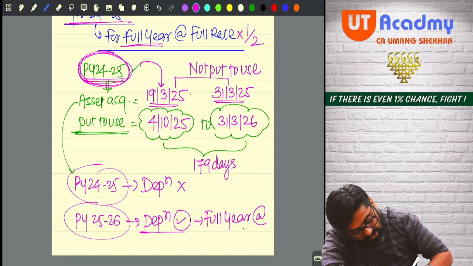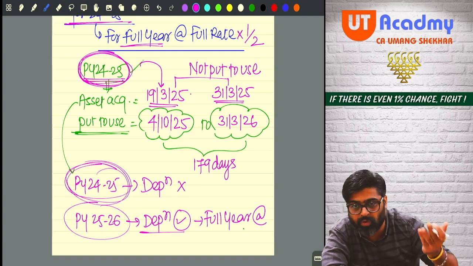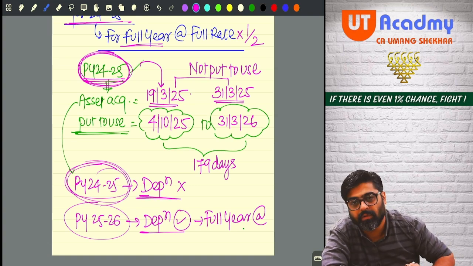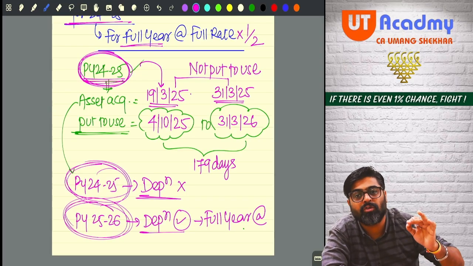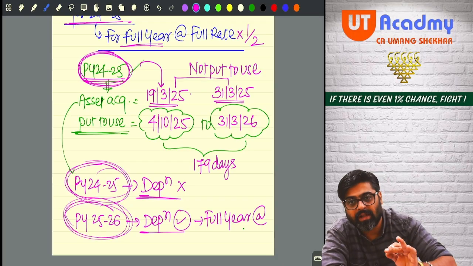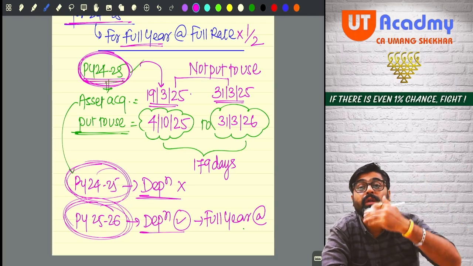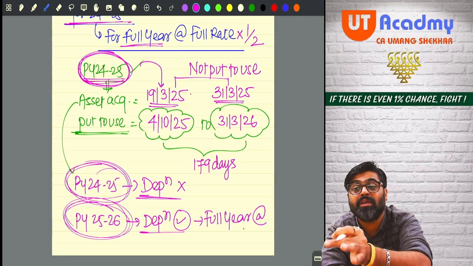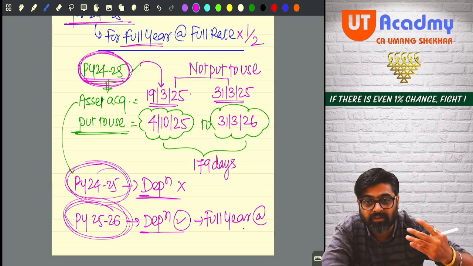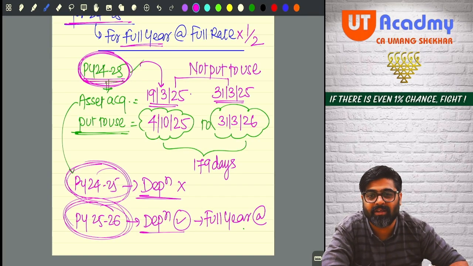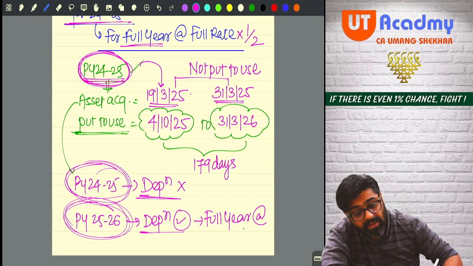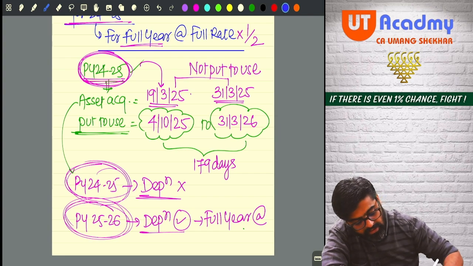So the year in which the asset was acquired, there was no use, so there was no depreciation. But the next year the asset was used, so whether it is used for less than 180 days or more than 180 days will not make any difference, because that is not the year of purchase. That is the second year of the asset. This asset is not a new asset. It's already the second year of the asset in the business. So if the depreciation is calculated, it will be for full year and at full rate.